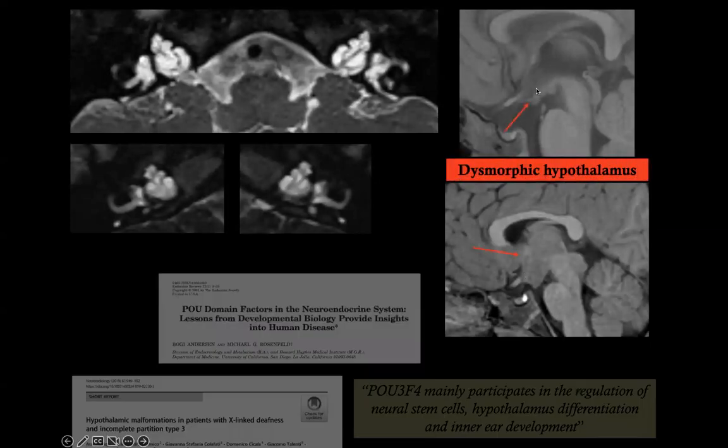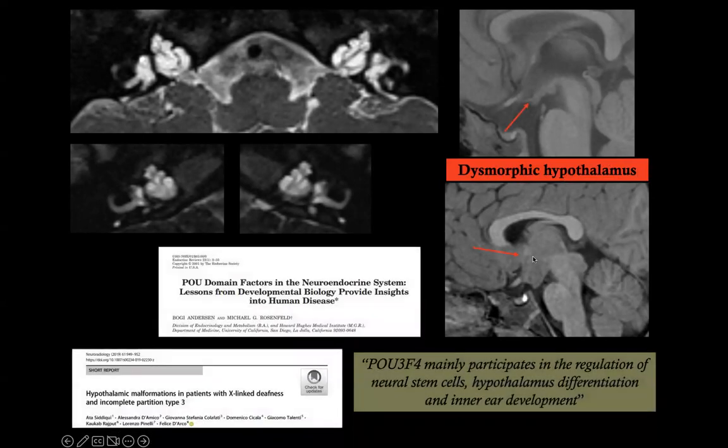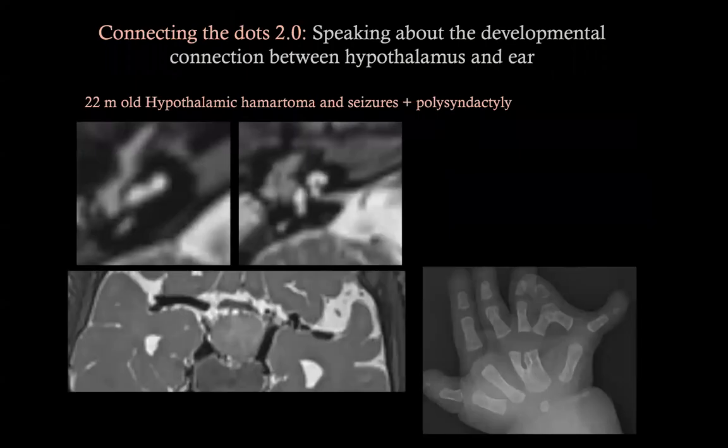These children will have dysmorphic hypothalamus, and we published that first, and this is due to the fact that POU3F4 participates in the development of the brain and the ear. So look at that and check also the endocrinological profile of the patient. So this again has a lot of implications.